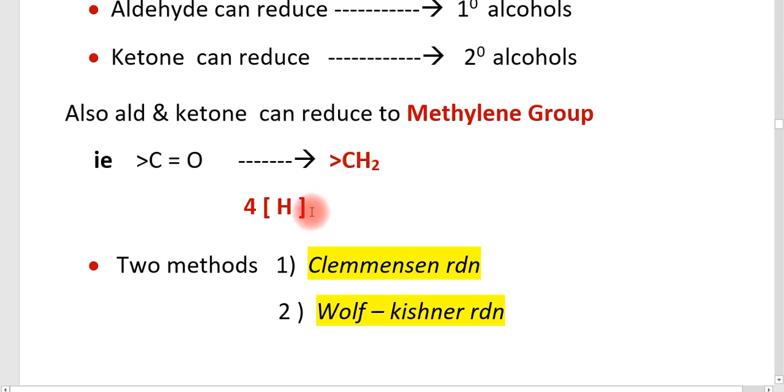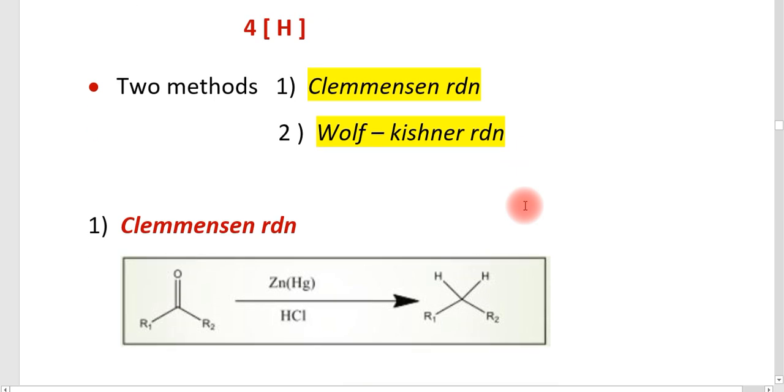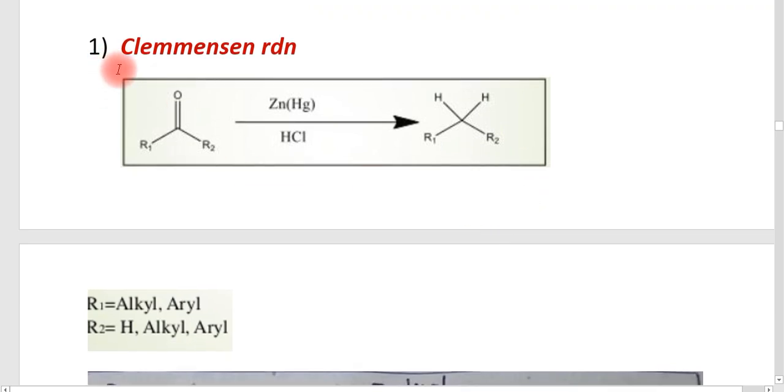This conversion can take place by using two methods. The first one is the Clemmensen reduction and the second is the Wolff-Kishner reduction. So let us see what the Clemmensen reduction and the Wolff-Kishner reduction are. First, what is Clemmensen reduction? The Clemmensen reduction is a chemical reaction described as a reduction of aldehydes or ketones to alkanes using zinc amalgam and concentrated HCl. This reaction is named after Erik Christian Clemmensen, a Danish chemist.